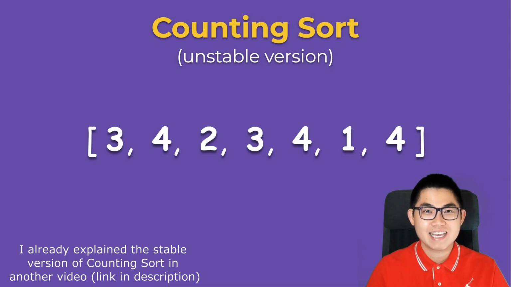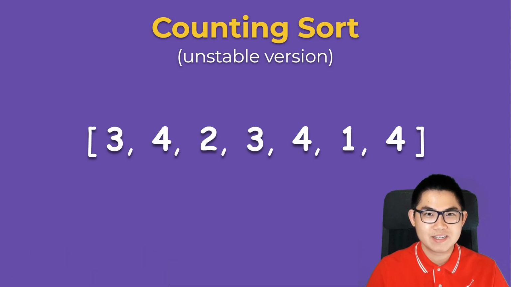Hi everyone! In this video, I'm going to explain the unstable version of counting sort. So what's the difference between unstable and stable?